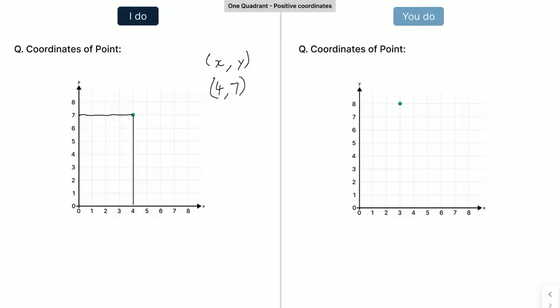So hopefully you've had a go at this. Again, we're going to go along the corridor, up the stairs is one way you can say it. So it's x, y. The x value of this is 3 and the y value of this is 8.